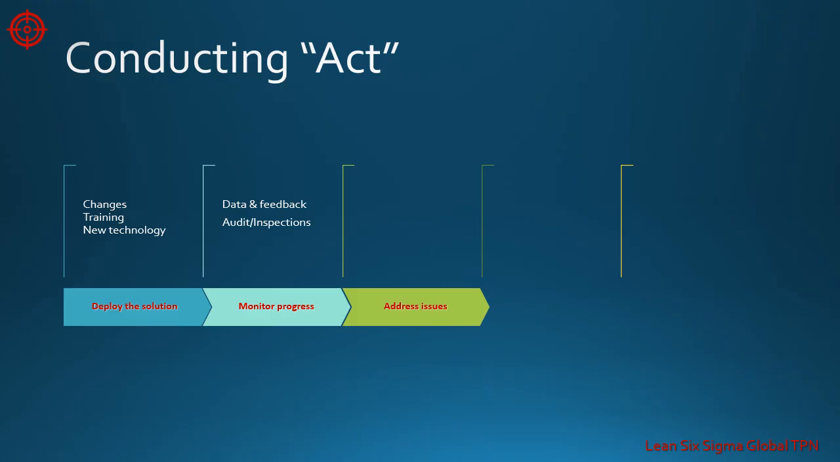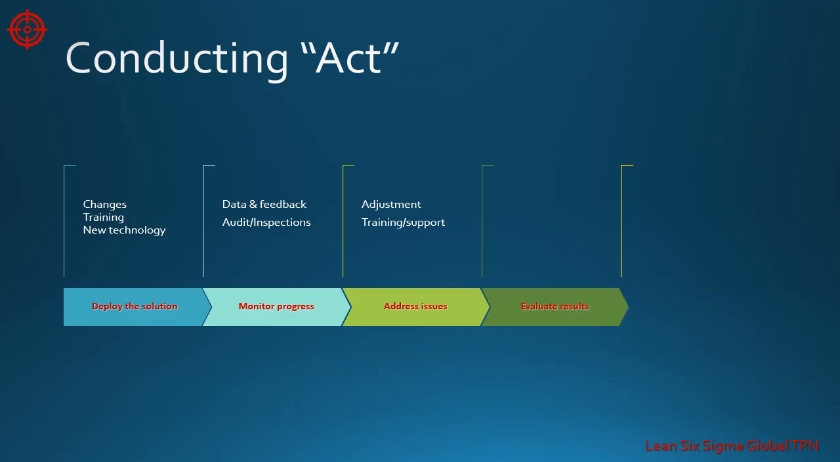Next, we address issues that arise during the implementation process. This may involve making adjustments to the solution or action plan, providing additional support, or taking other steps to resolve issues. For example, during the implementation process, the company identified some issues with the IVR system. Some customers were having difficulty navigating the system, and there were some technical issues with the software. The team worked to resolve these issues by providing additional training for customers and making adjustments to the system as needed.